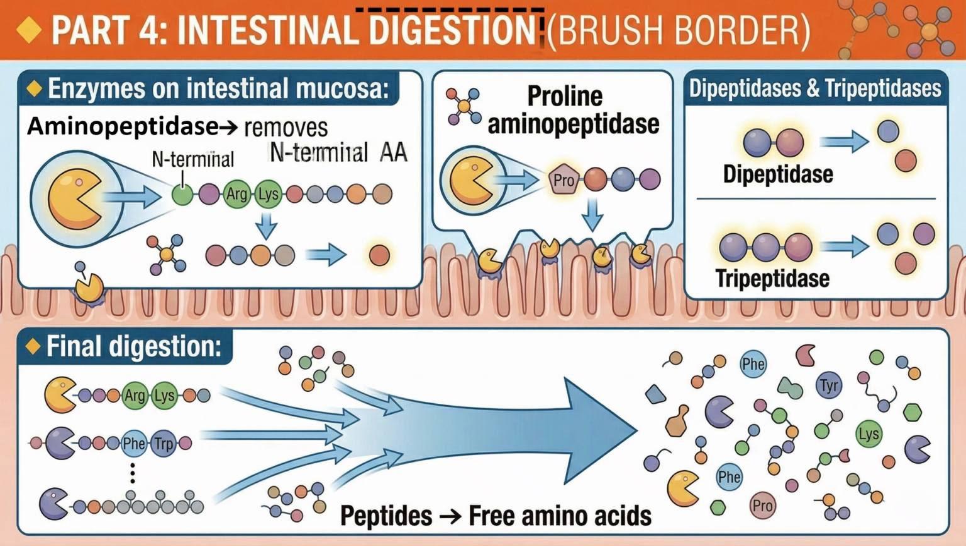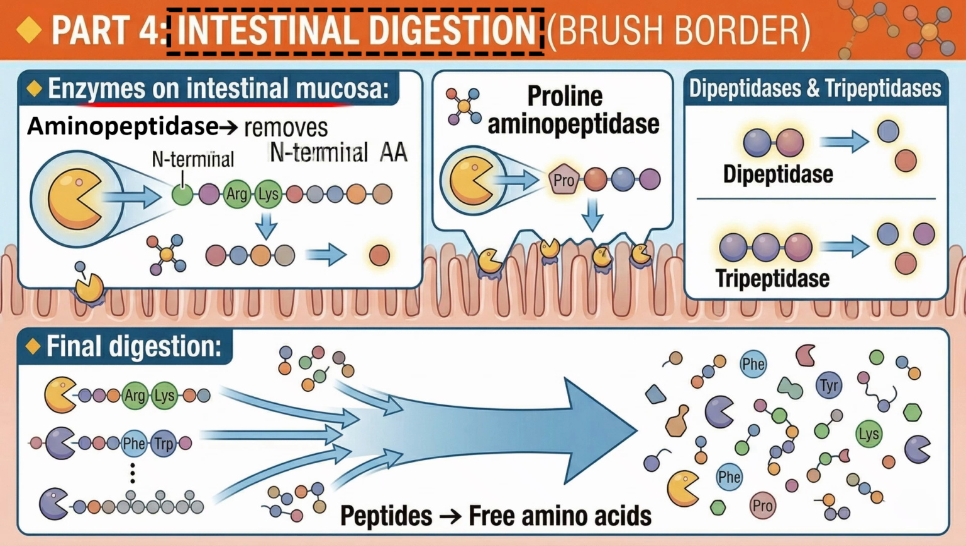Now we are in the final stage of the protein digestion, that is at the intestinal brush border. From the pancreatic digestion, the proteins have already been broken down into small peptides, dipeptides and tripeptides, but still not into the full amino acids. Remember, only the amino acids can be efficiently absorbed. The brush border of the intestinal mucosa are basically enzyme-rich surfaces present on the intestinal cells. And here the final digestion happens.